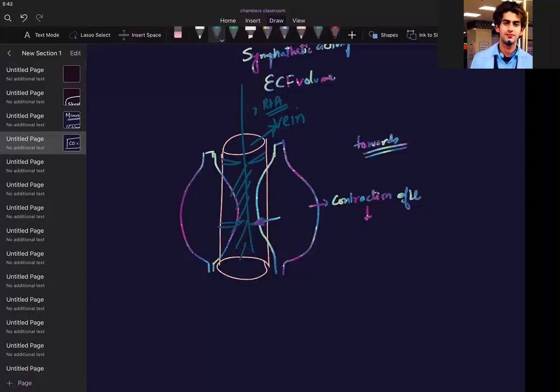So you are running, you are walking, you are doing any strenuous muscle activity, your cardiac output will increase. The reason is that you are increasing the venous return. That means you are increasing the preload, that is, the end diastolic volume. That is, you are finally increasing the stroke volume.